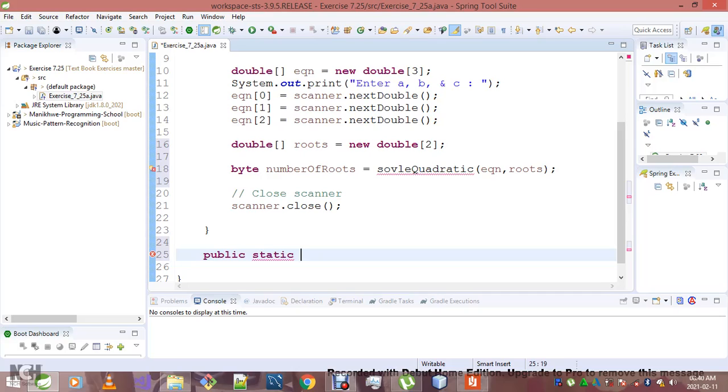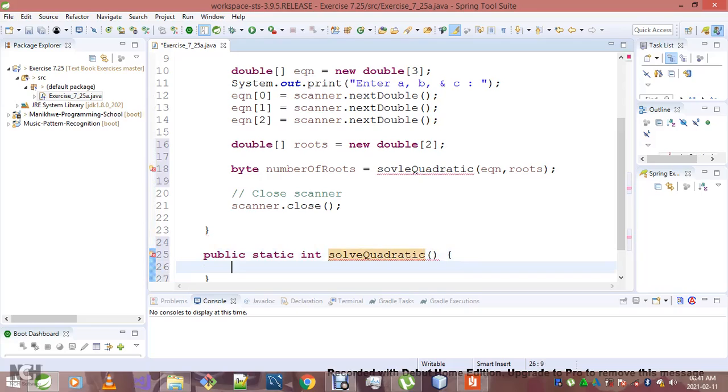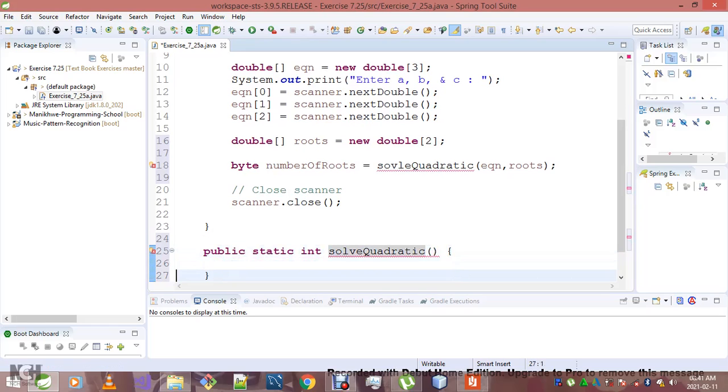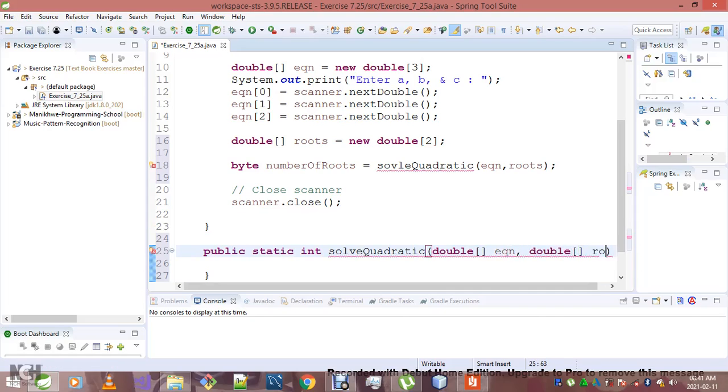Okay, so what I'll do is I will write the method header here. Public static int solve quadratic. Of course, we're taking a double array called equation and another array called roots.